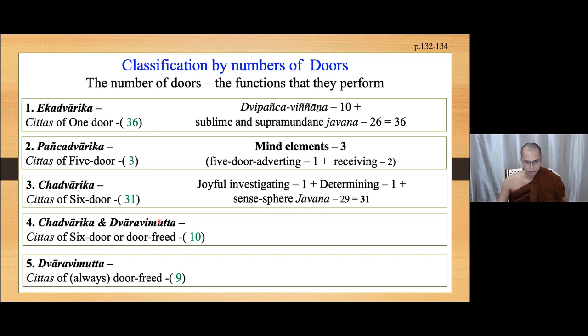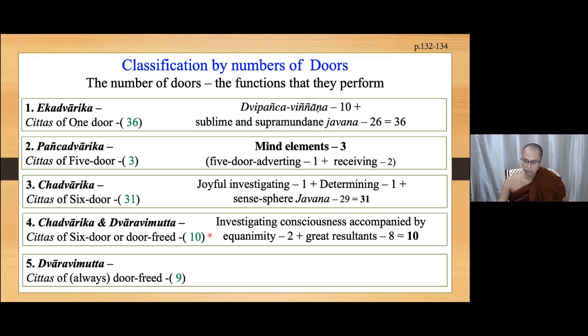Then let's see another group: 10 consciousness, sometimes 6 door, sometimes door free. Then the 2 investigating consciousness accompanied by equanimity. So with the joyful one, it becomes all 3. But here the 2 investigating consciousness accompanied by equanimity can perform many functions.